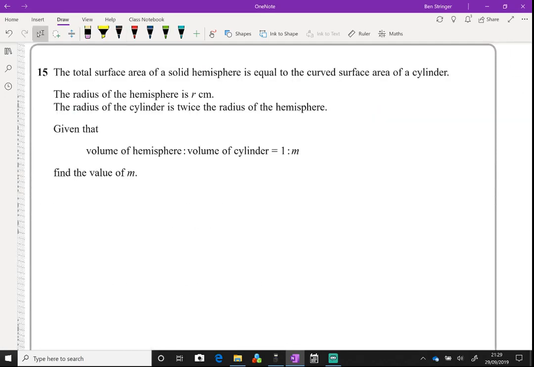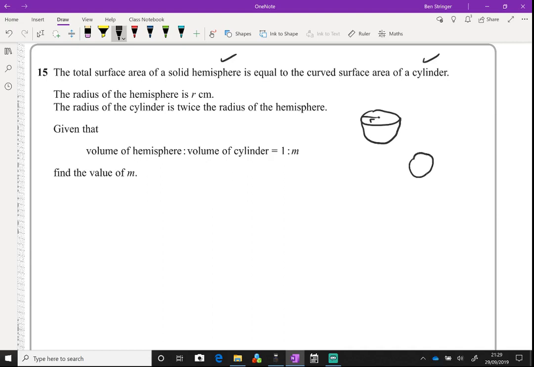The total surface area of a solid hemisphere is equal to the surface area of a cylinder. Now this particular one, total surface area of a solid hemisphere, so that's half of a sphere. We've got this on the formula page. The radius of the hemisphere, so we've got our hemisphere. I'll have a look at this in a minute. Wouldn't expect you to know this off by heart. That's the radius.